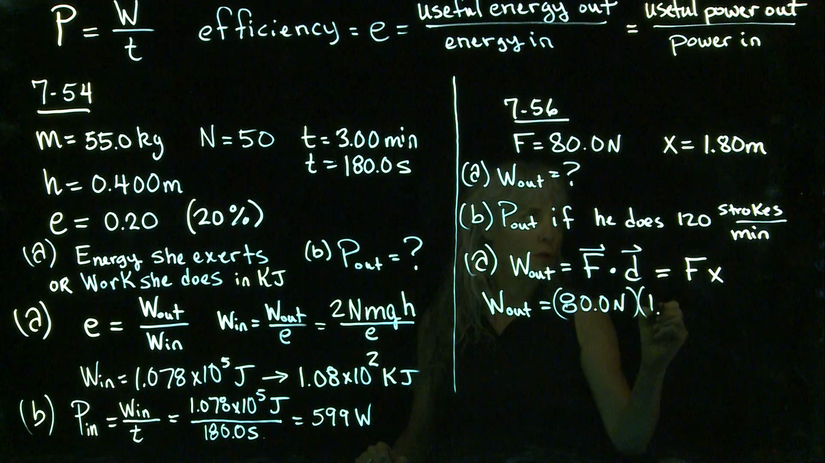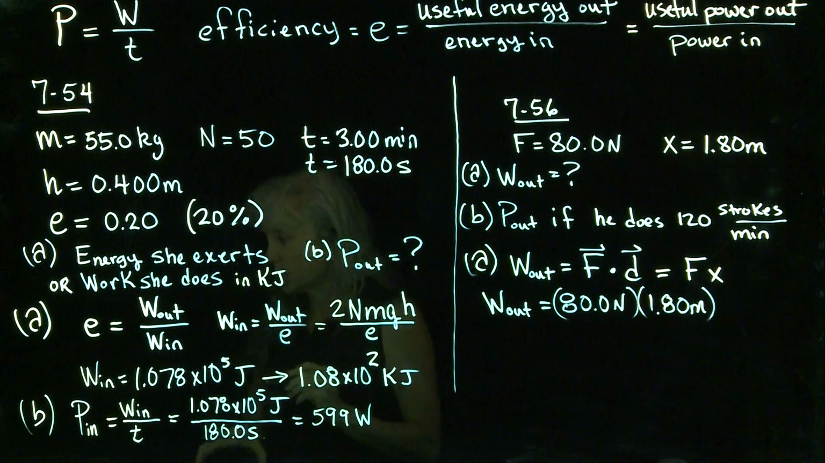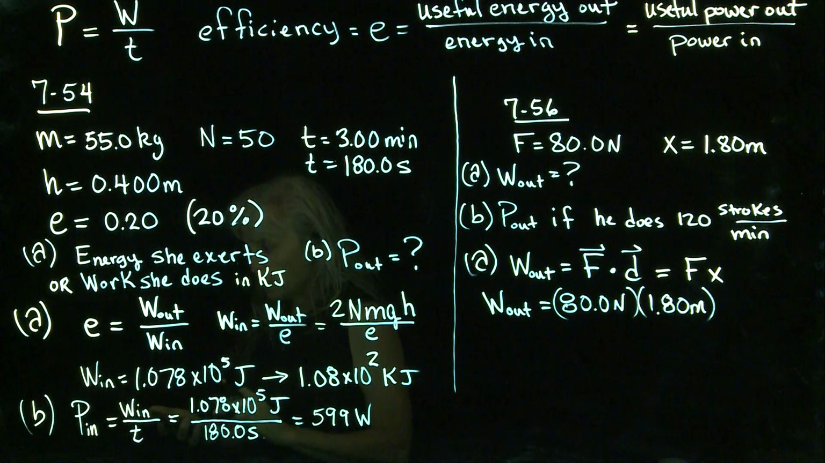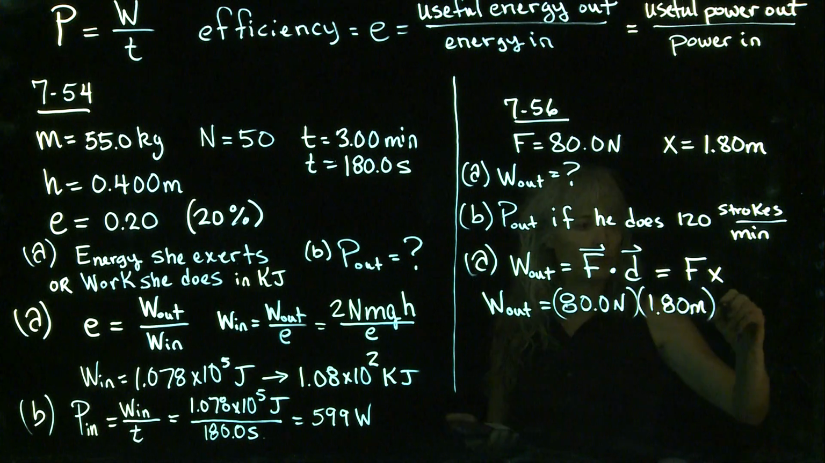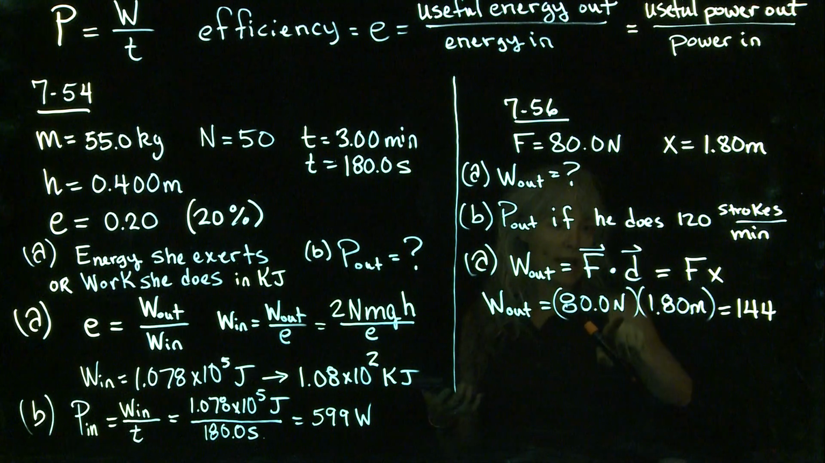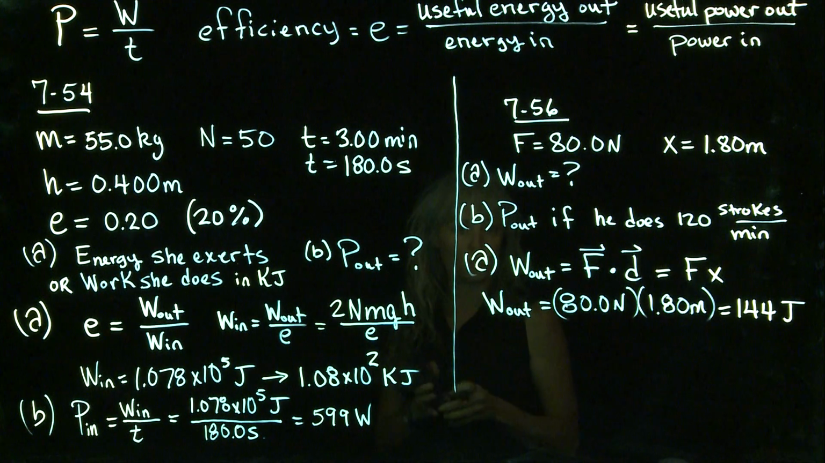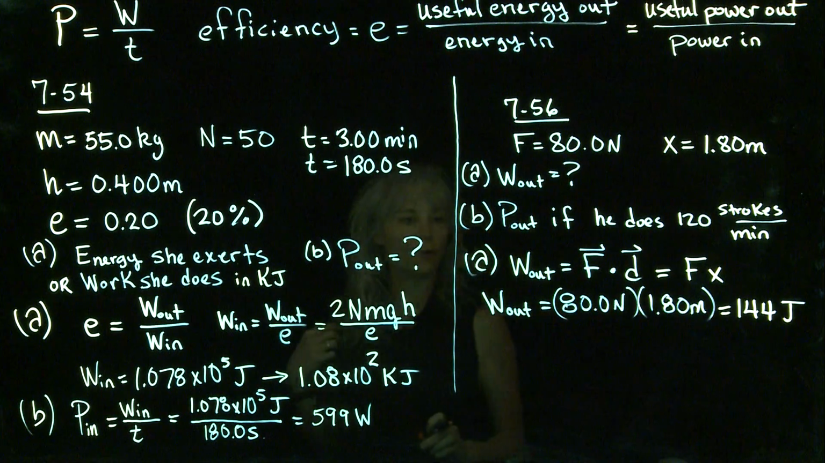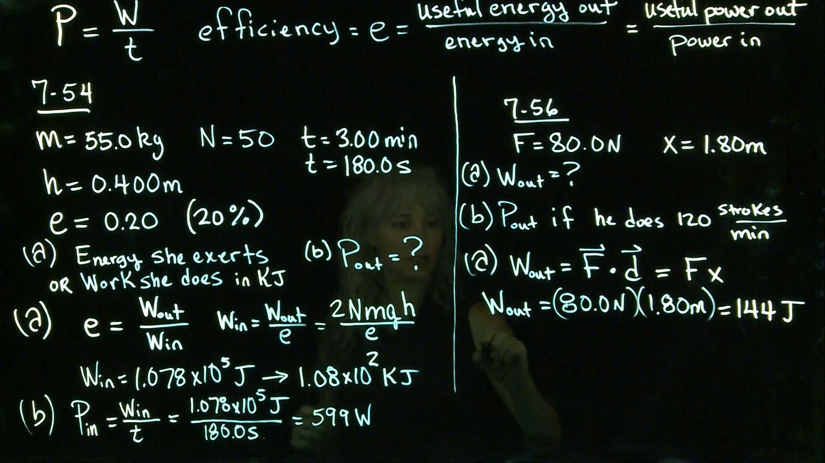So the work out is going to be equal to the force, which is 80.0 newtons, times the 1.80 meter displacement horizontally. When you multiply those two numbers together, we come up with 144. And the units we have are a newton meter, which is also a joule. So 144 joules is the work output from each and every stroke that he completes as he's swimming.